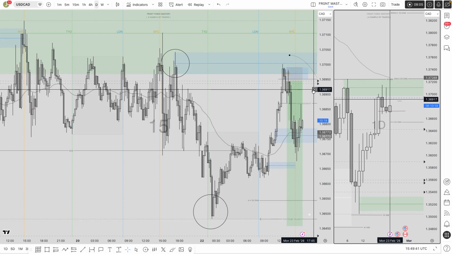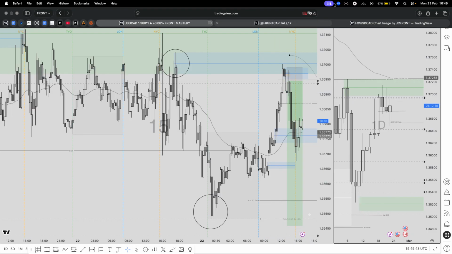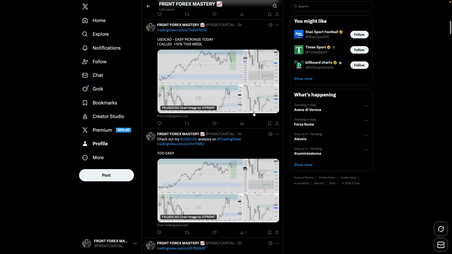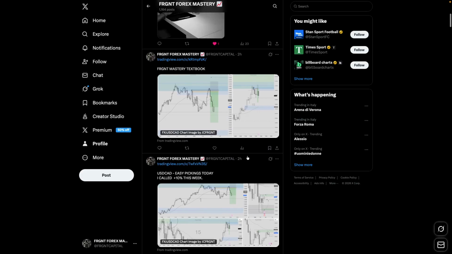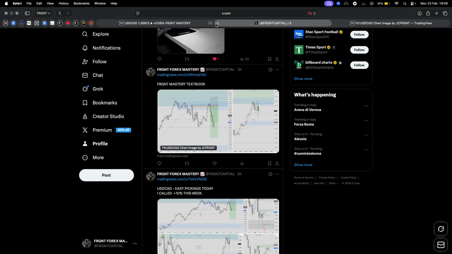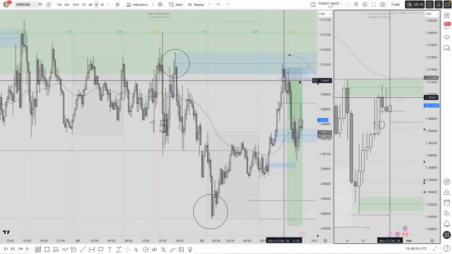So US dollar CAD currently floating in some profits, and again over on my Twitter I was updating that throughout the day in terms of what price was doing. You know me, full Mr. Transparency across all planes. And there we are currently on US dollar CAD.